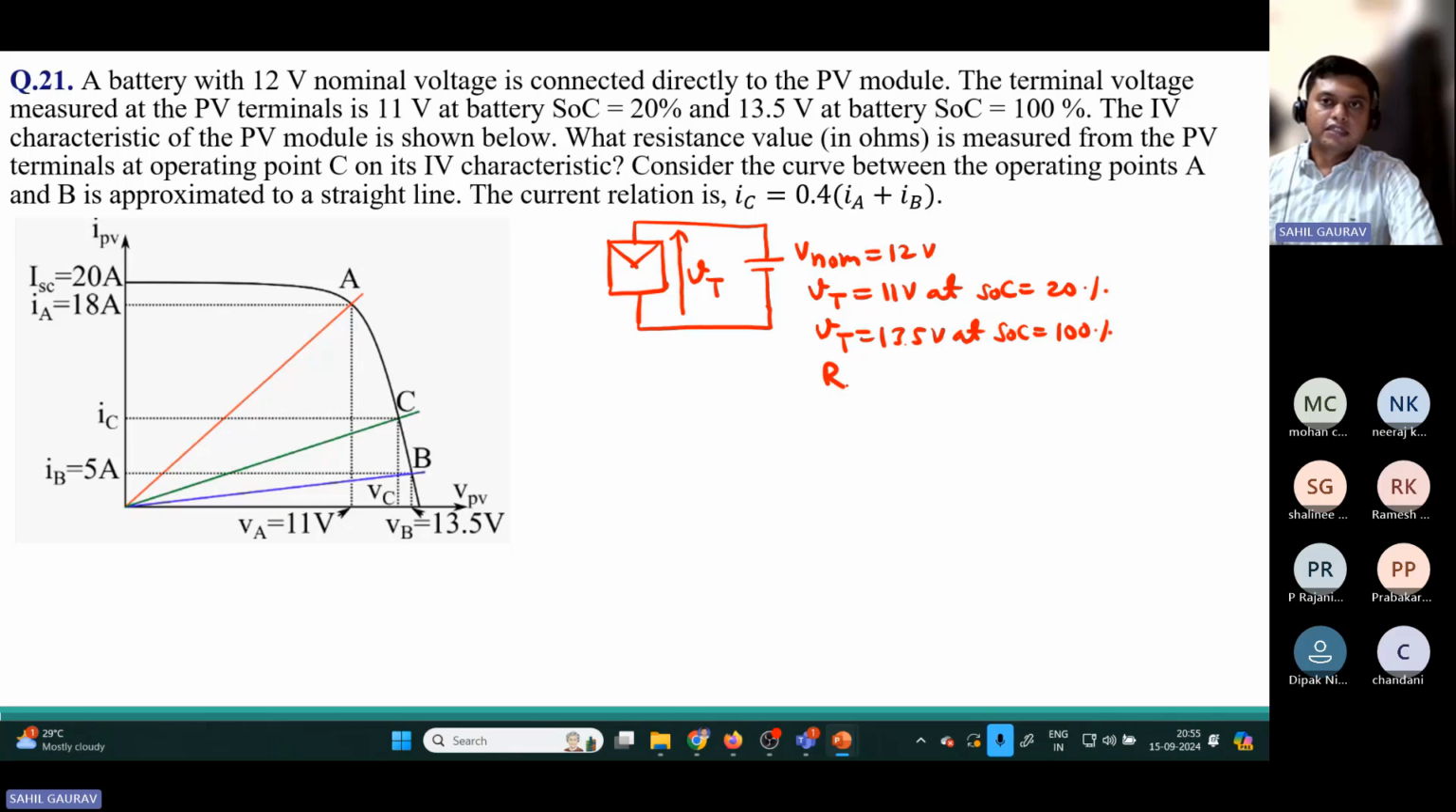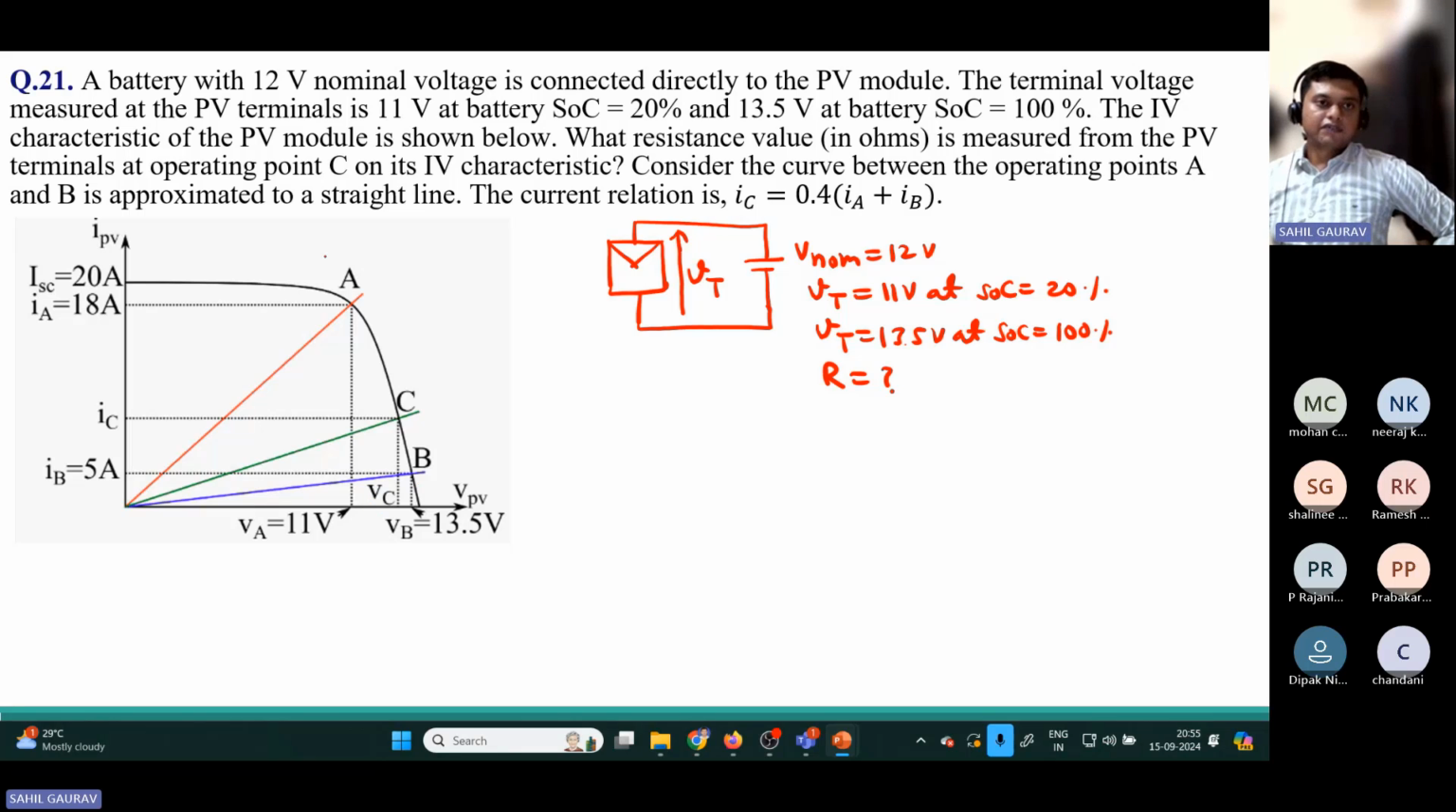So we have to find the resistance in ohm at operating point C. All right. So first let us find the slope, then we can find the resistance very easily.